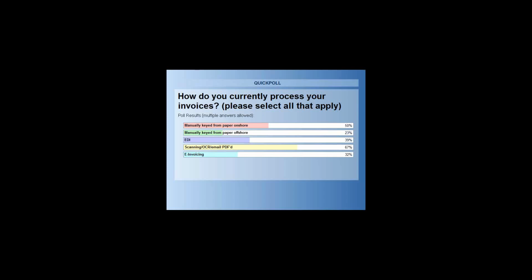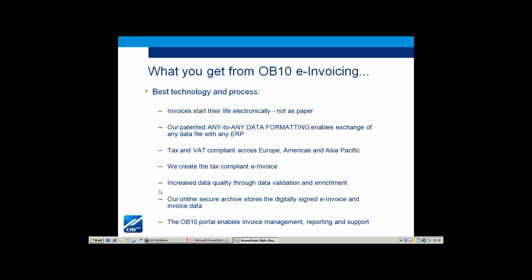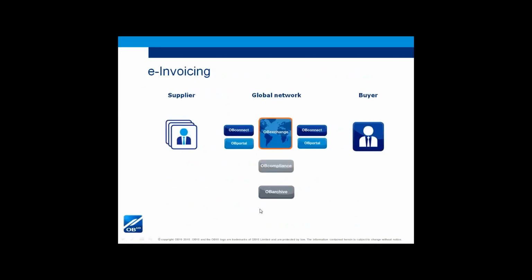And coming up on your screen now. So quite interesting results here with 67% scanning and OCR and handling email PDFs. And really we've got, what else? We've got 50% manually keying onshore, and e-invoicing at 32%. So interesting results there. Back over to you, Ruud.